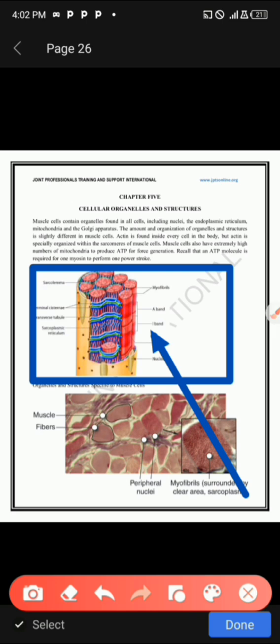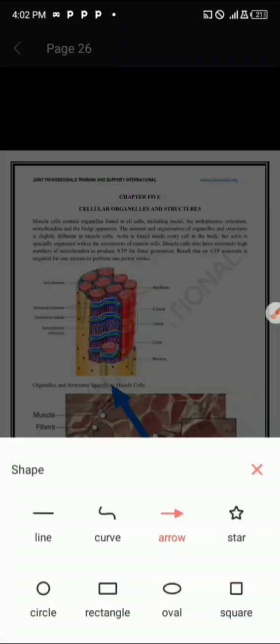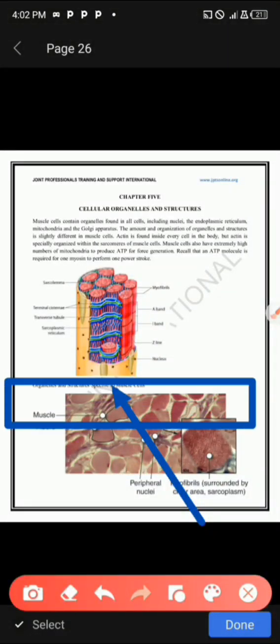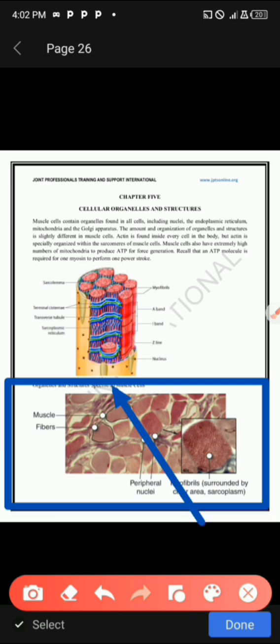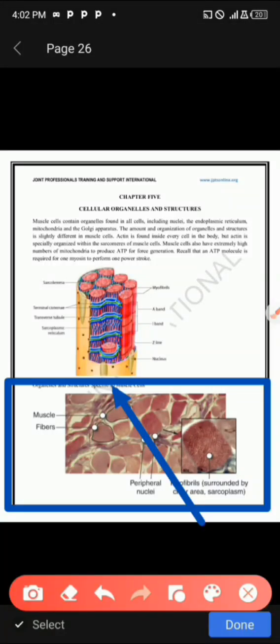Organelles and structures specific to muscle cells. When you look at the diagram, you see the muscle, you see the fiber, as I said before, the peripheral nuclei, and the myofibril, which is surrounded by the nuclear area, the sarcomere.